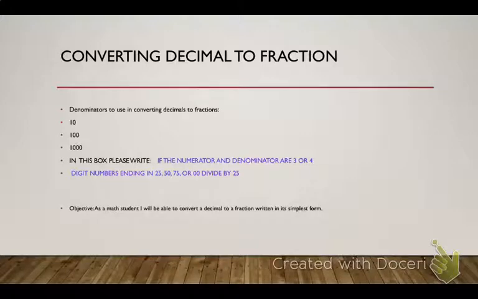Okay, if the numerator and denominator, and you can abbreviate numerator as N, denominator as D, like ND, you know, Notre Dame, are 3 or 4 digit numbers ending in 25, 50, 75, or 00, I would tell you to divide by 25. Now, sometimes you can divide by something greater, but the majority of the time it's divisible by 25. Now, remember, you want to get from a decimal to a fraction in its simplest form if possible. All right? Here we go.